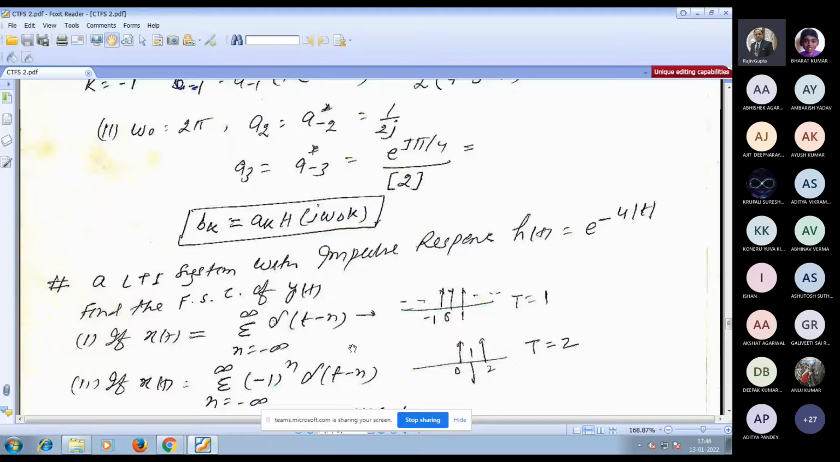Ultimately you have to calculate the Fourier series coefficient of y of t, which is nothing but the Fourier series coefficient of x of t multiplied by the frequency response of the system calculated at omega equals to omega naught k. So first you have to find the frequency response. The impulse response is given, you can easily calculate what the frequency response will be, and you can find the Fourier series coefficient for x of t. Let's do it.